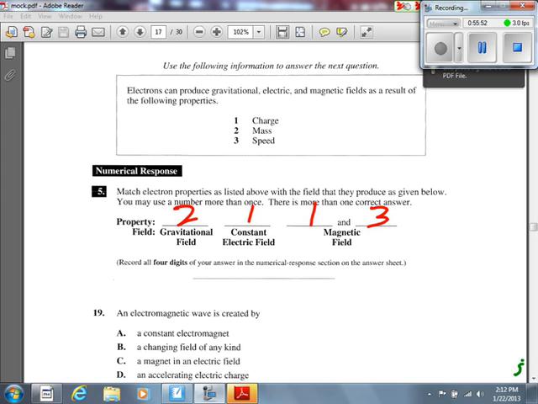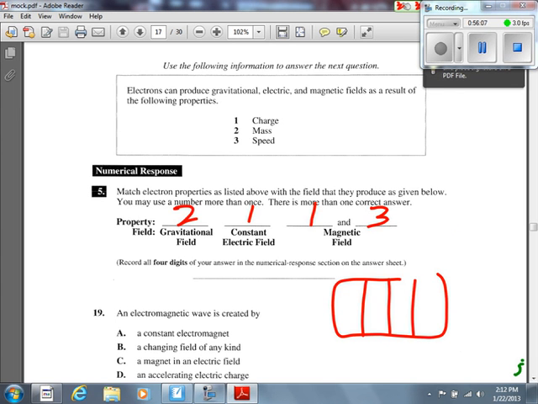Which one's going to be the best one? 3. Which one's going to be the worst one? So the answer is going to be 2, 1, 3 here, right? How do you fill that in? We've only got 3 boxes to fill in, right? The answer is 2, 1, 3. Where do we go? Start on the left. Always start on the left.